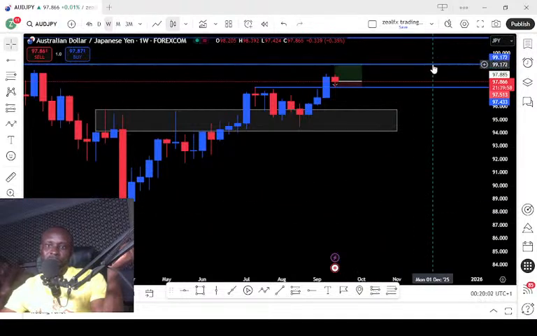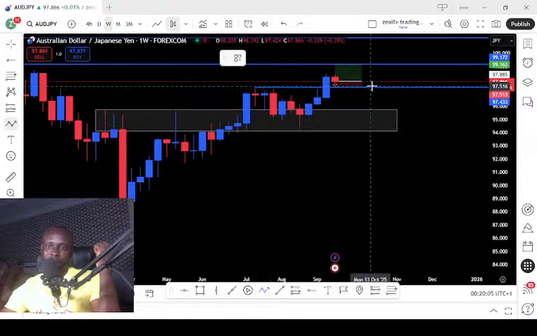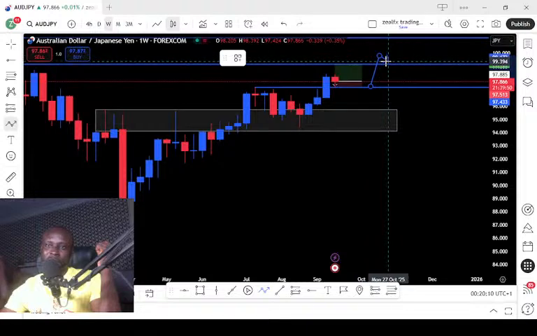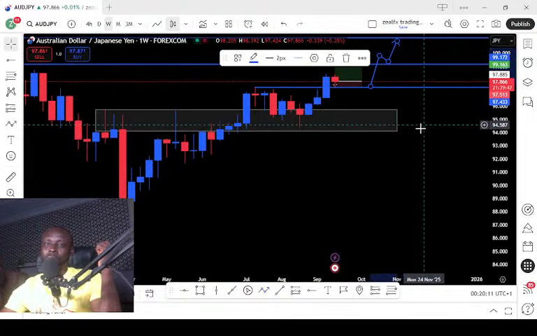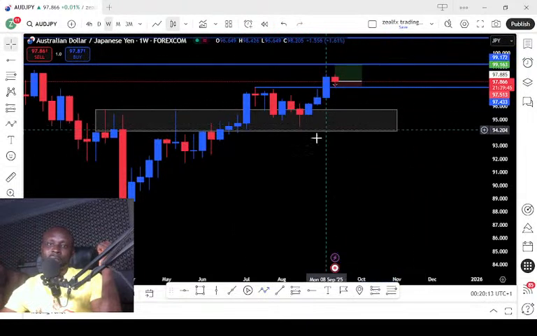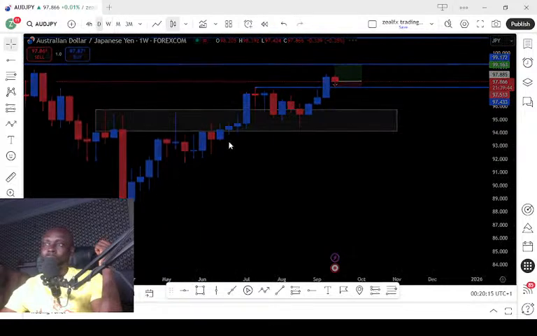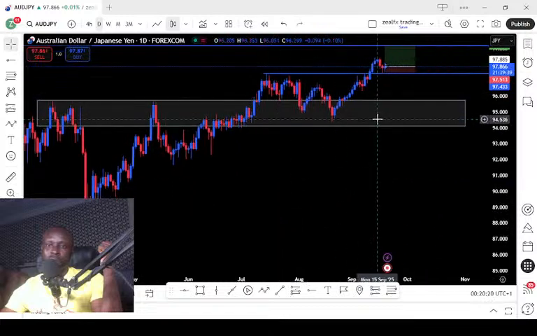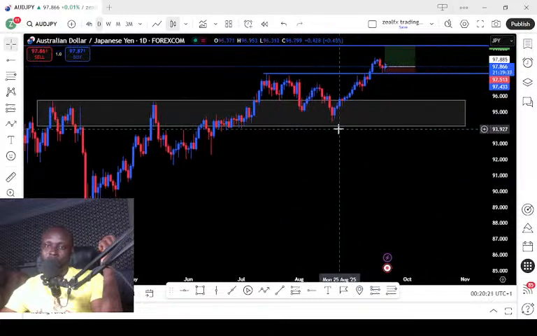So if price breaks this resistance level, we expect further buys to the top. We expect price to move to this resistance level. Then if price breaks this resistance level, we expect more buys to the top. So let's look at the daily chart of the Australia JPY. On my daily chart, you can see currently we have an uptrend structure also, so the daily has an uptrend structure and the weekly has an uptrend structure.